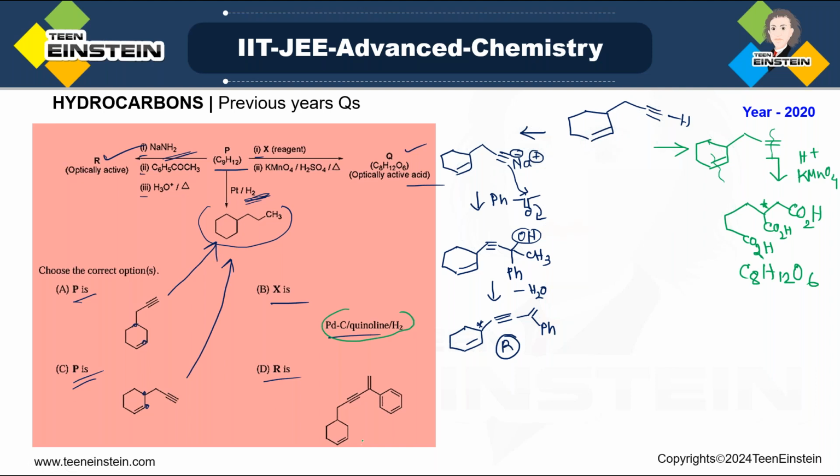But the structure of R is not matching because this R is not this one. So option D is not correct. Option C is correct. Option B is also correct.